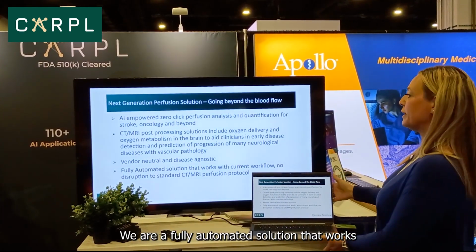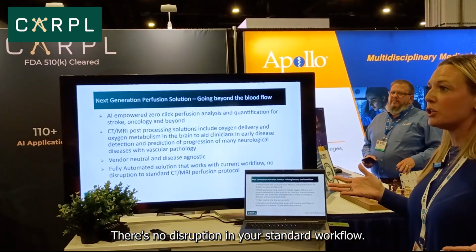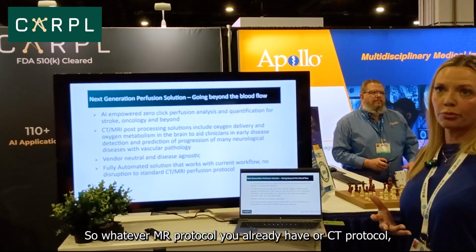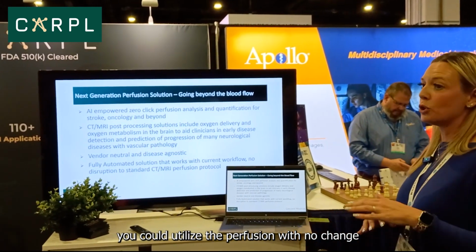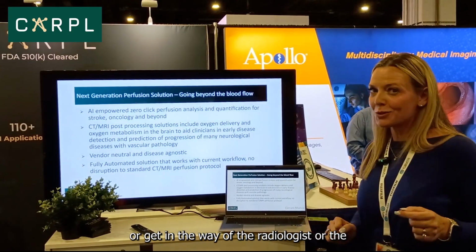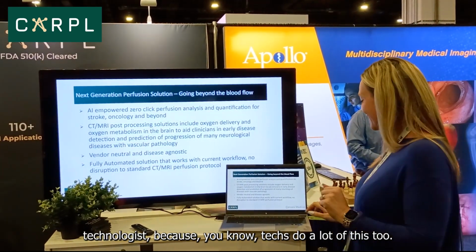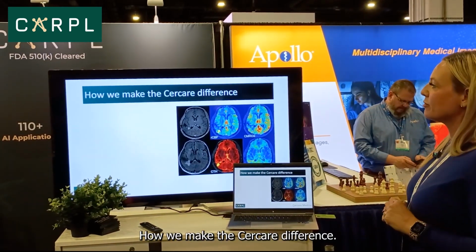We are a fully automated solution that works with the current workflow. There's no disruption in your standard workflow. So whatever MR protocol or CT protocol you already have, you could utilize the perfusion with no change and no extra pushing or getting in the way of the radiologist or the technologist, because techs do a lot of this too. How we make the Cercare difference.